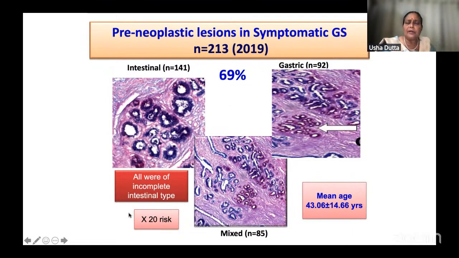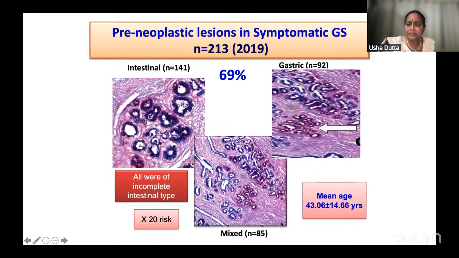Taking a cue from gastric cancer, where incomplete intestinal metaplasia is a risk factor for gastric cancer, we as endoscopists can keep going in and looking at this lesion. However, with gallbladder, we can't keep going in. And we were finding that 141 out of the 213 had incomplete intestinal metaplasia, which puts them at 20 times increased risk.